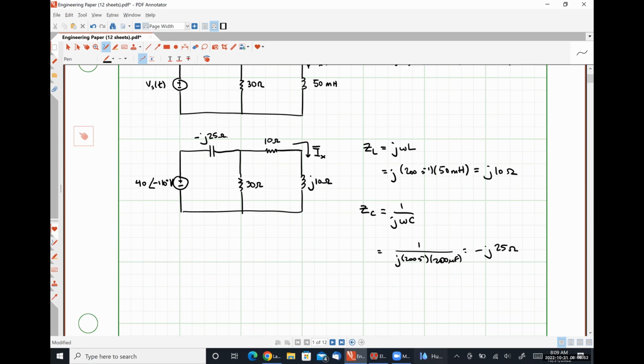Because 1 over j is the same as negative j, which I showed you guys last time, the impedance of a capacitor will always be negative. The impedance of an inductor will always be positive.